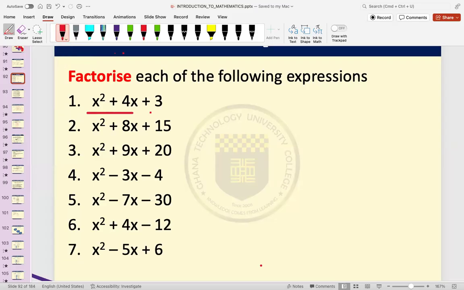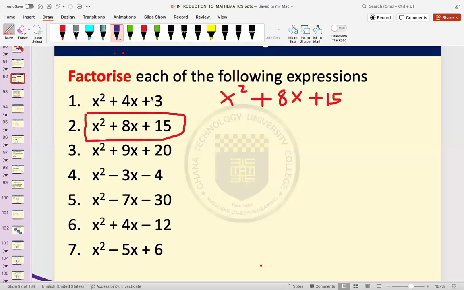That is x squared plus 8x plus 15. Let's see how we can factorize or package this one. x squared plus 8x plus 15. We walk through the steps again.